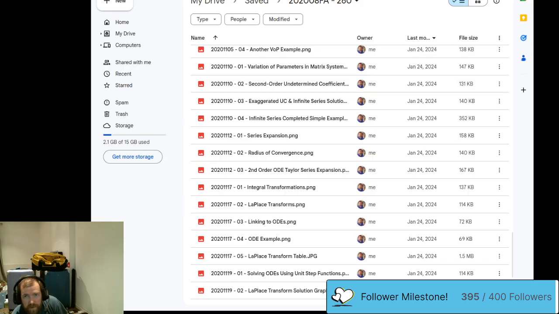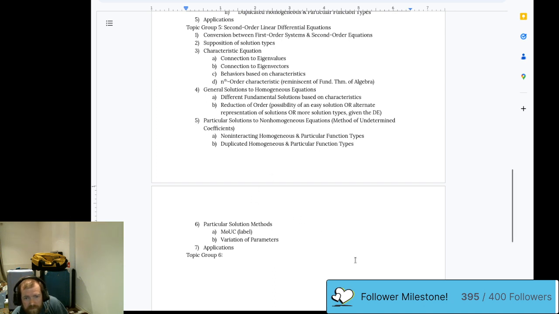Alright, so I think we wanted to... Yeah, okay. So we want to do Laplace transforms first. Because power series really starts then going into variable coefficients, whereas Laplace transform still uses constant coefficient.